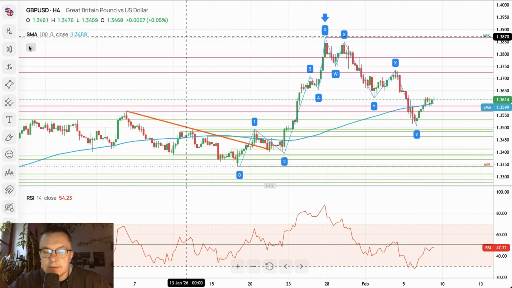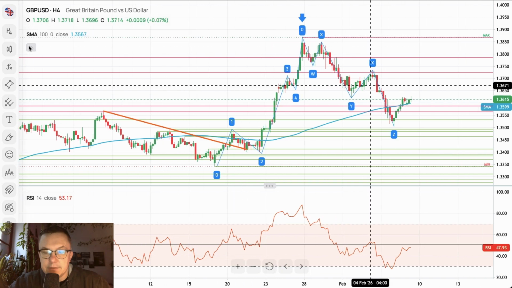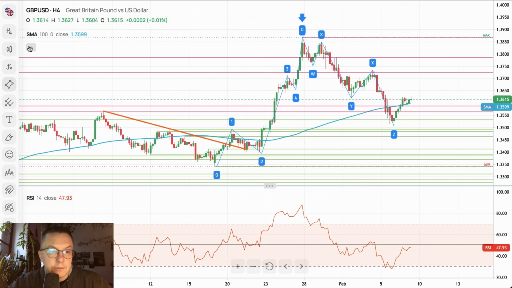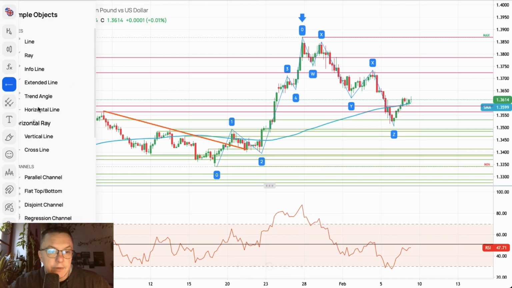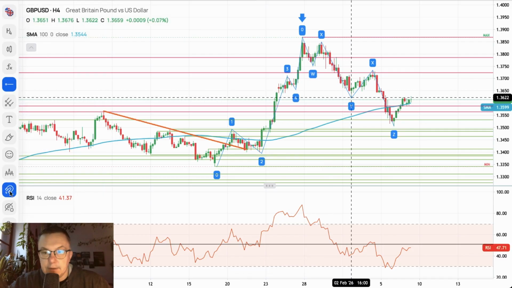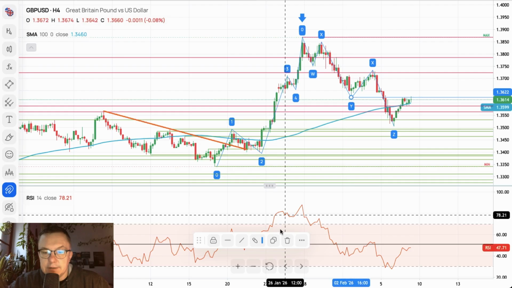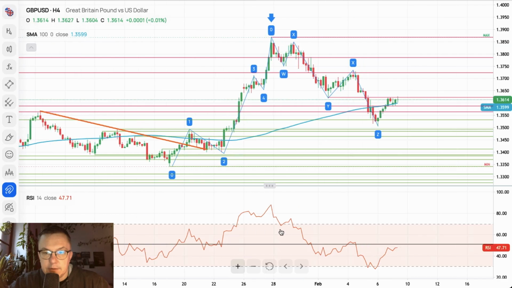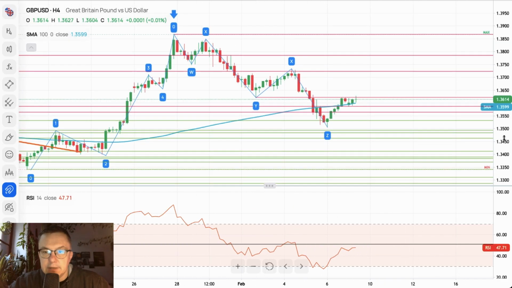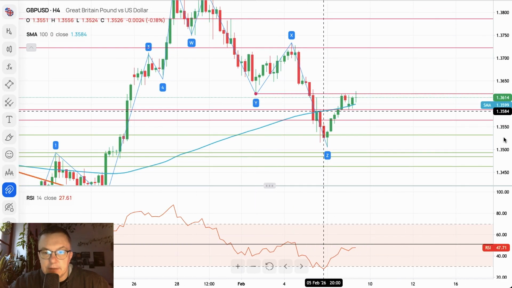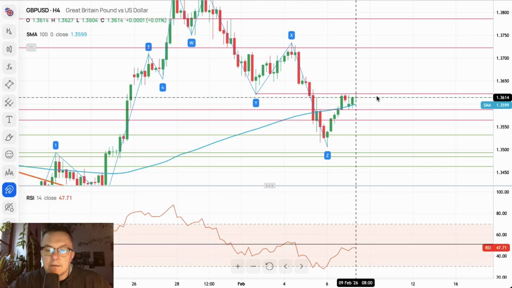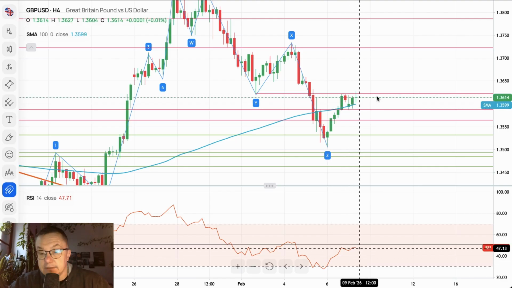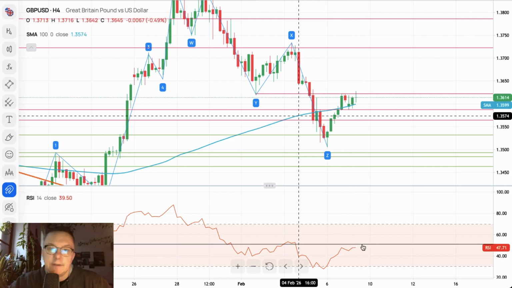Cable, the situation here is very, very similar. Nevertheless, we still want to see cable break above this level here, 1.1622. So right now this level is being tested. As you can see, it was tested multiple times. Let me just zoom in a little bit. There you go. It's been tested multiple times. For now, no avail, right? Momentum still negative. Close to the level of 50, still negative.